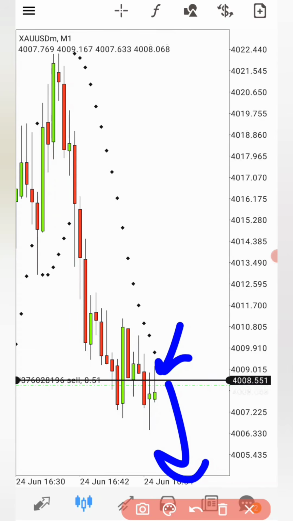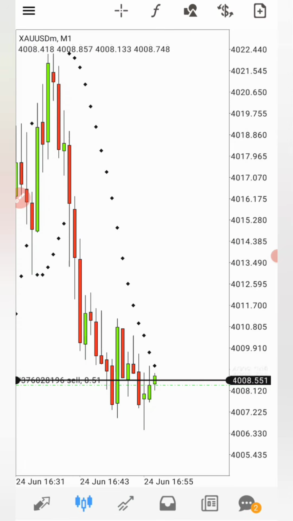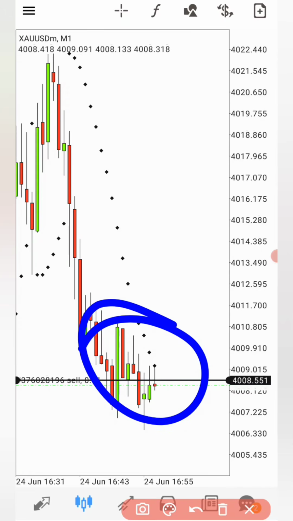If this level is really strong, we'll be able to see more profit coming in on this trade that we have right here. But if it's weak, we may end up blowing our trading account right now, and this will be the end of this trade.